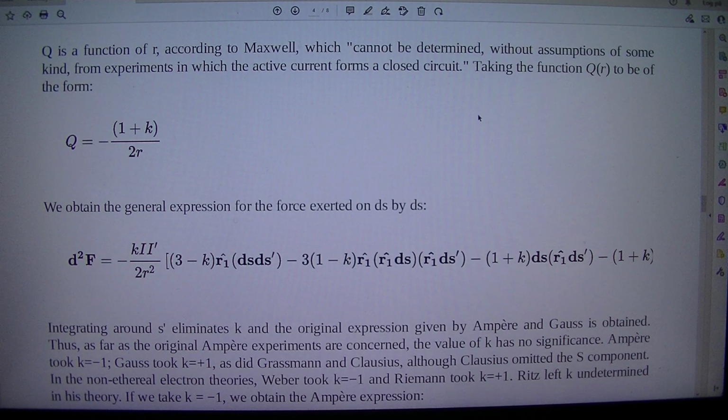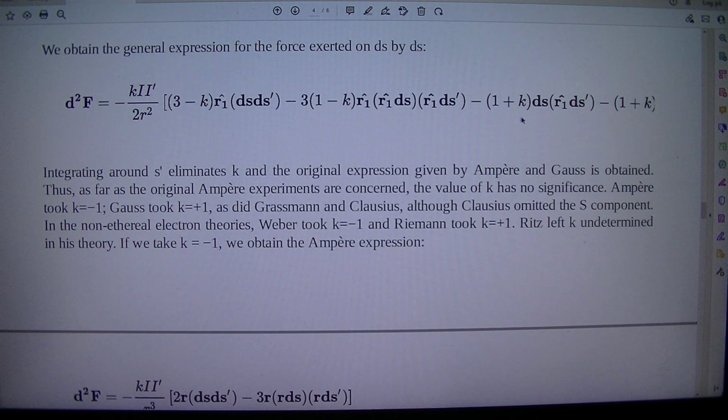Taking the function Q(r) to be of the form, we obtain the general expression for the force exerted on ds by ds'. Integrating around s' eliminates k and the original expression given by Ampere and Gauss is obtained. Thus, as far as the original Ampere experiments are concerned, the value of k has no significance. Ampere took k equals -1, Gauss took k equals +1, as did Grassmann and Clausius, although Clausius omitted the s component. In the non-ethereal electron theories, Weber took k equals -1 and Riemann took k equals +1. Ritz left k undetermined in his theory.